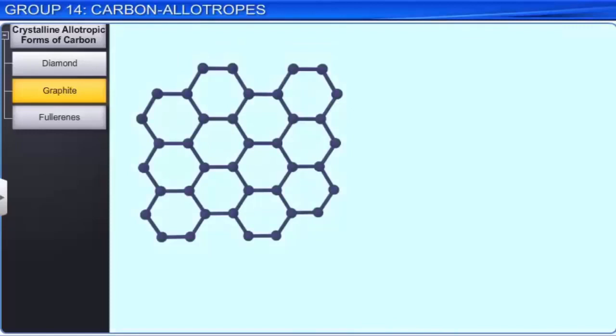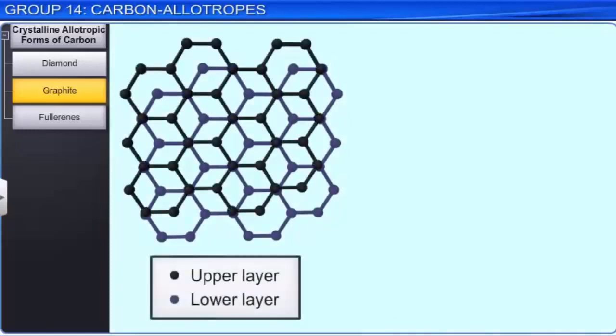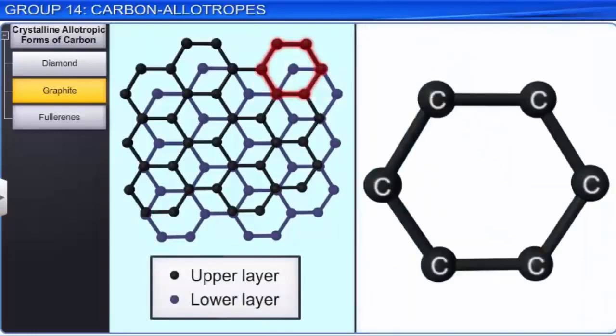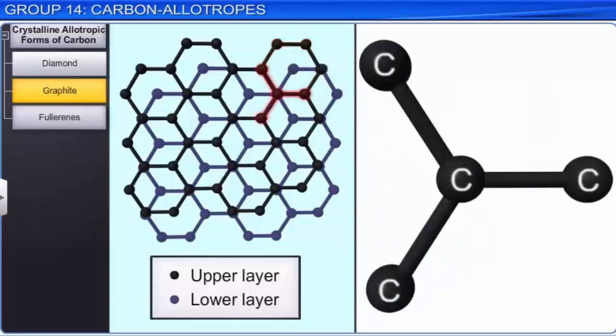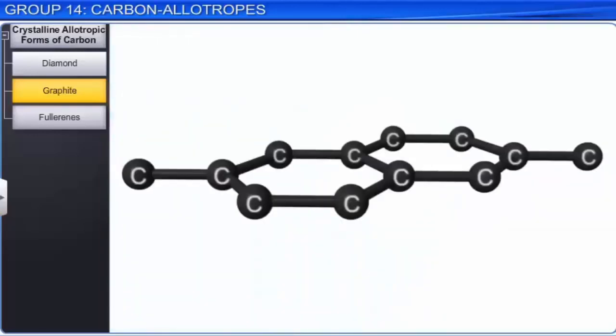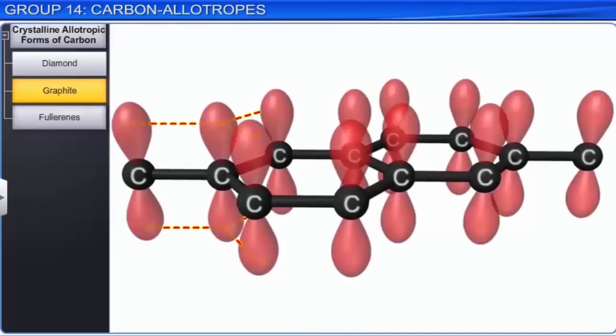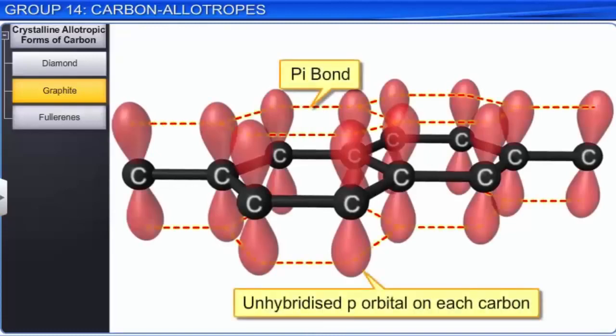Each layer of graphite is made from planar, hexagonal rings of carbon atoms as shown in the diagram. All the carbon-carbon bonds are 141.5 picometers in length. Each carbon in graphite is sp2 hybridized. Each atom forms 3 sigma bonds with its 3 neighboring carbon atoms. The 4th electron of each carbon is involved in pi bonding, using the unhybridized p orbital on each carbon atom as shown in the illustration.